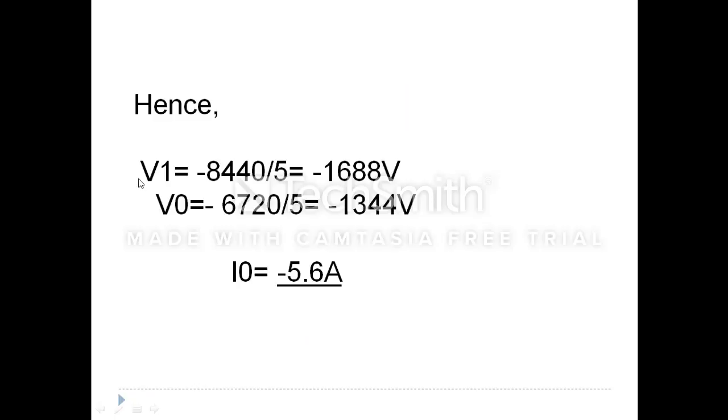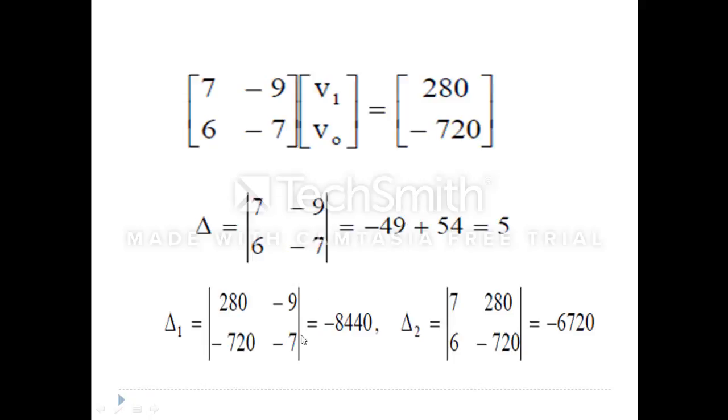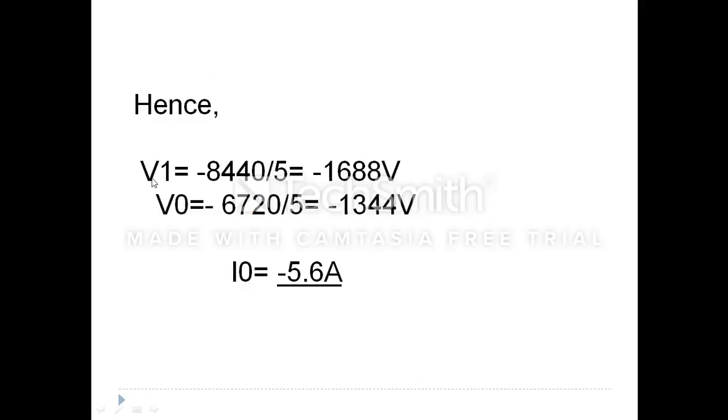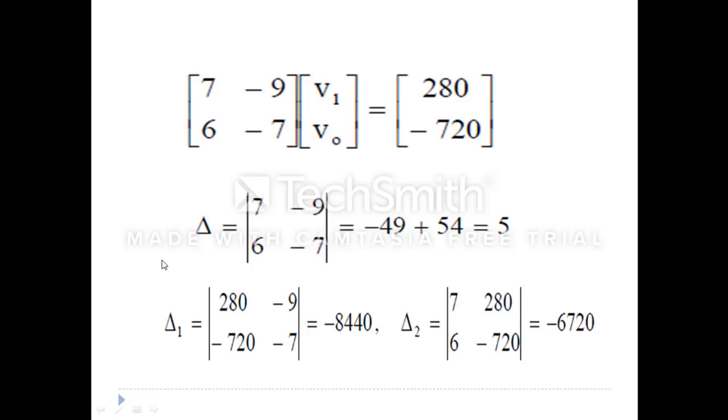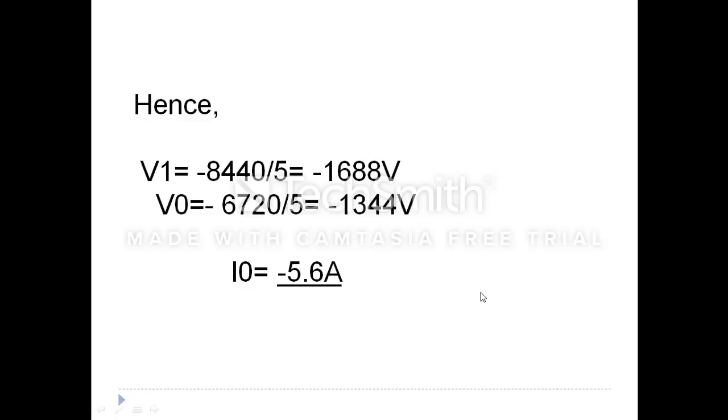Hence you get the value V1 equal to delta 1 by delta, here is the delta 1, this is the delta 1, and this is delta. So for finding V1 you just divide delta 1 by delta, which is equal to minus 1688 volt. Similarly, for finding V0, you just divide delta 2 by delta, which is equal to minus 1344 volt.